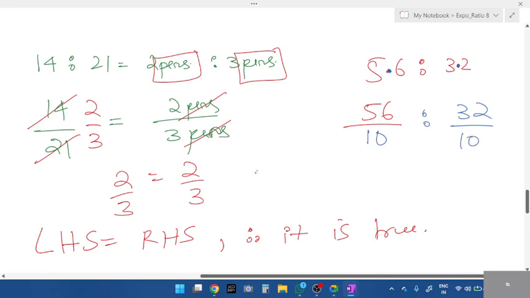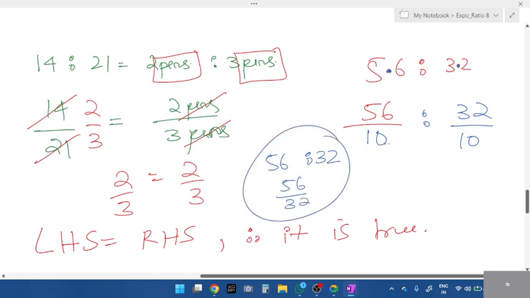32 divided by 10. If it was just 56 is to 32, how do you solve? 56 divided by 32. But here, what is extra? We have a denominator. If denominator is given, what did I tell you? You have to cross multiply. Then what do you get? 56 into 10, 32 into 10. Then after this, what is the next step?